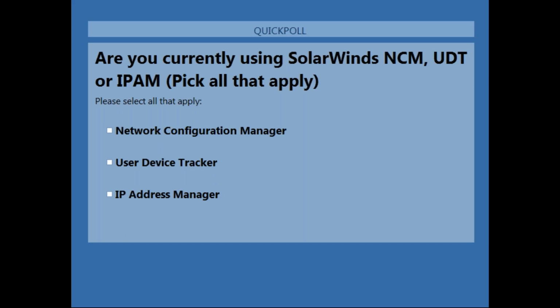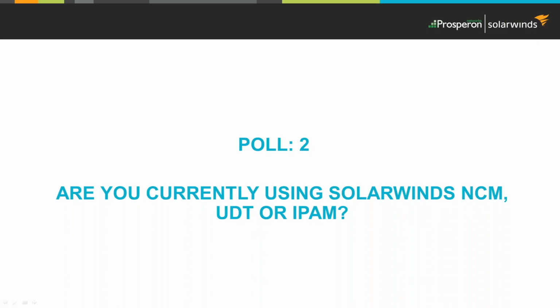Okay, so what we're going to do then is we're going to launch into the second poll here. You should be able to see that now. And it's, are you currently using SolarWinds NCM, UDT, or IPAM? Obviously, you can make more than one selection here, so I'll give everybody a couple of minutes and we'll check back in a second. Perfect.